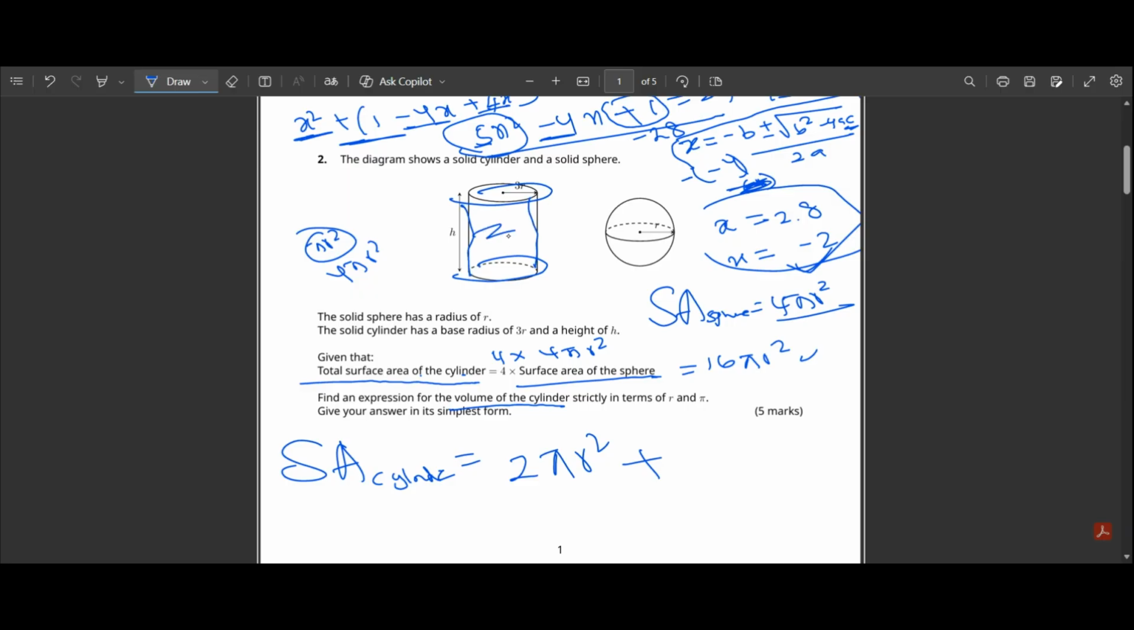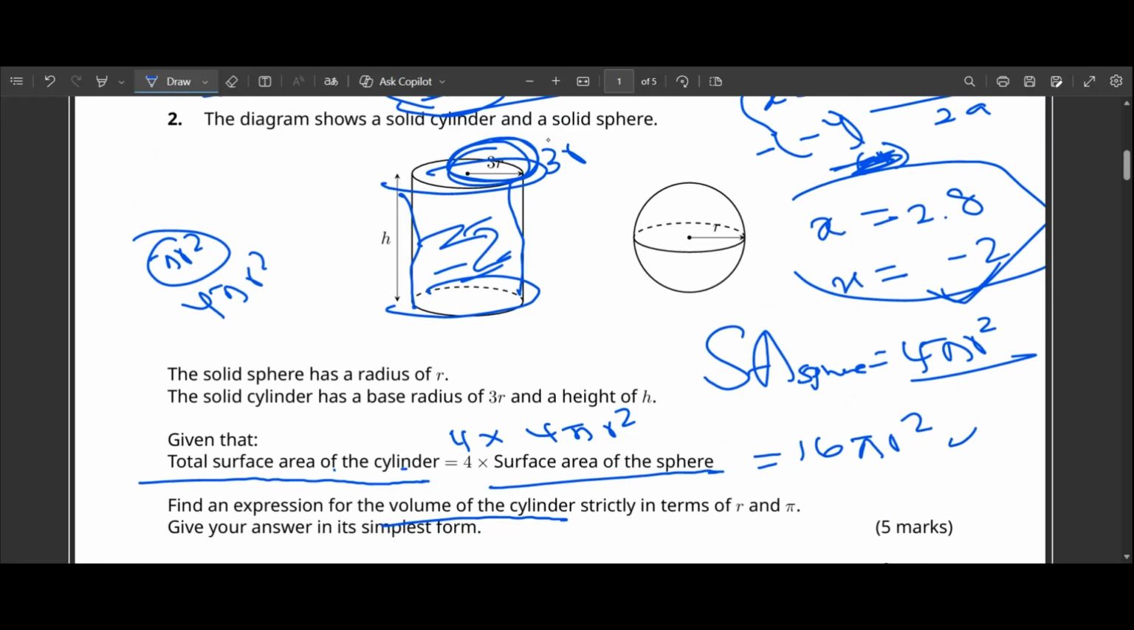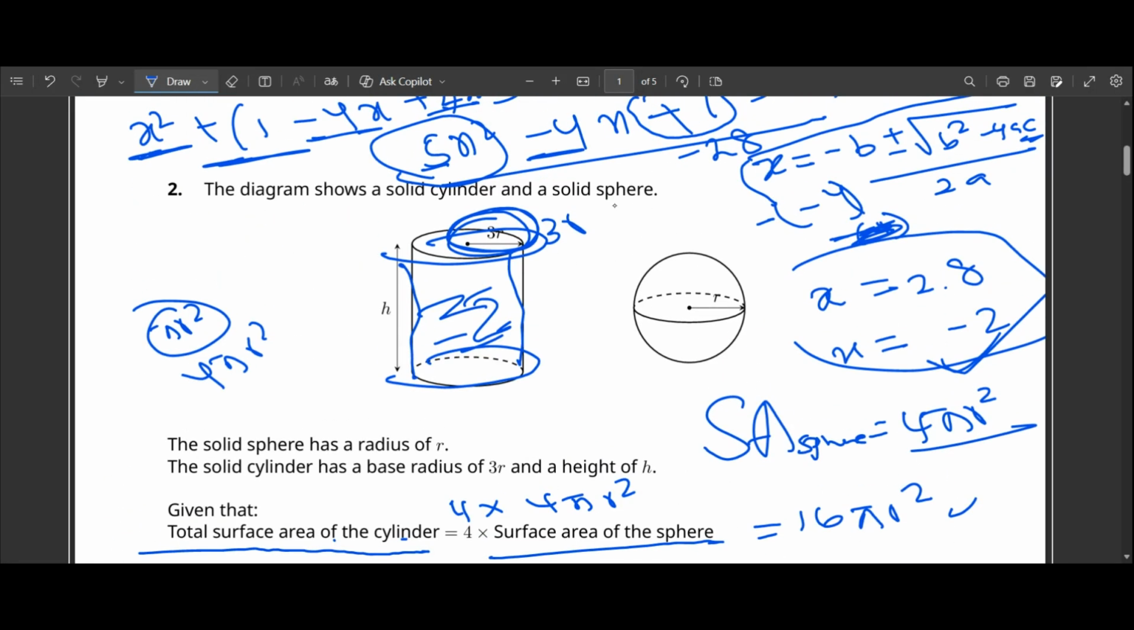This part, we want the area of this part. This part is 2 pi r into height, 2 pi r into height. So this is the equation. But if you see this, the radius of R is 3R. I think you can see this. Wait, I'll raise and show it.